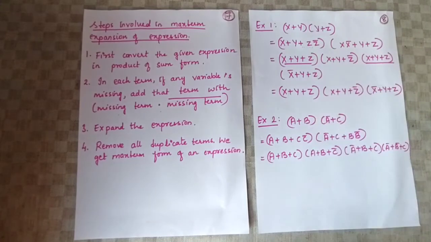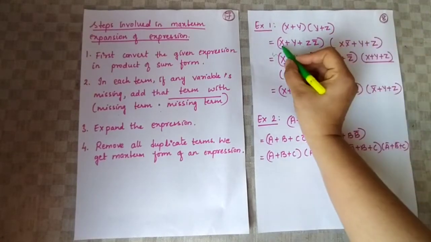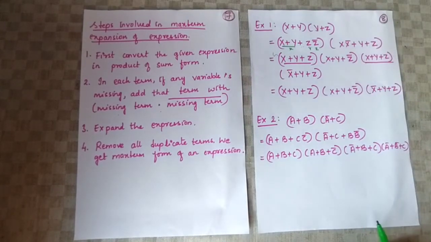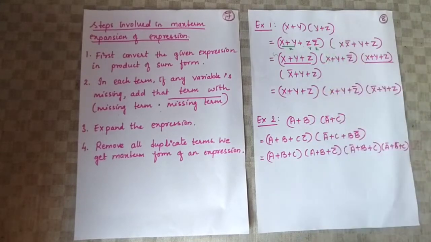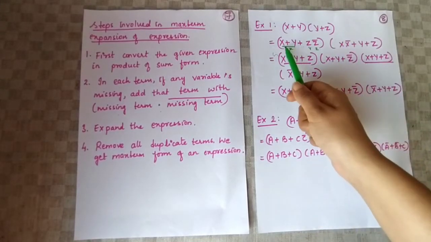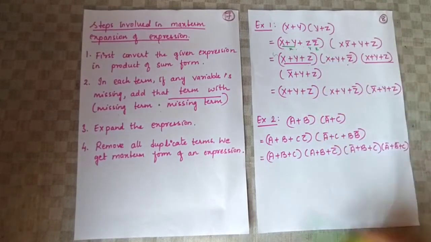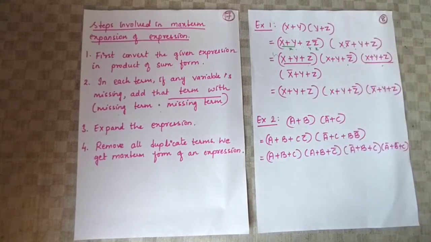To expand, I am using the distributive law, which says x plus yz results in (x + y) into (x + z). So this can be taken as x and this can be taken as yz. According to the distributive law, now it will be (x + y)(x + z). So the first term will be x plus y plus z, then x plus y plus z complement. Similarly, I am going to use the distributive law here also and expand it. It says x plus y plus z, x complement plus y plus z, this term.